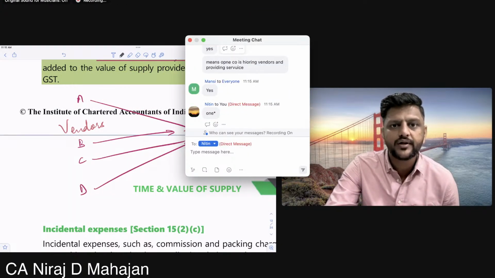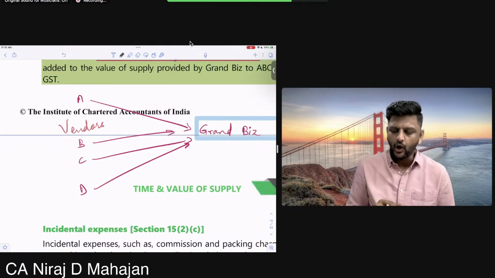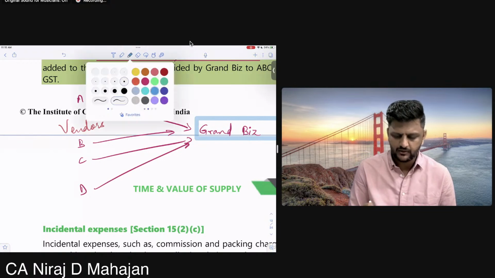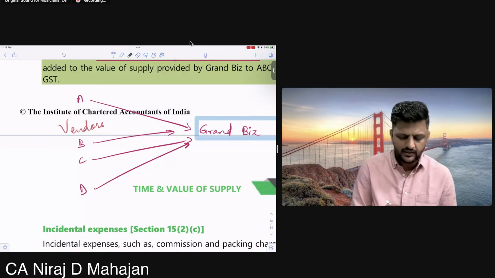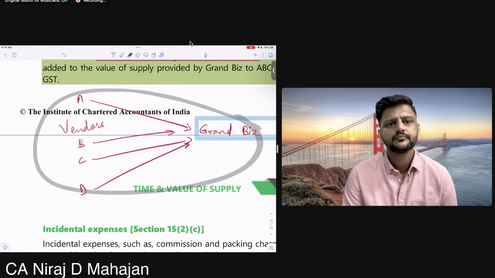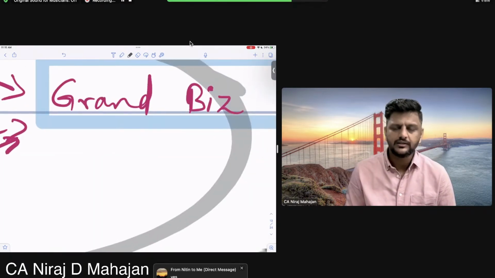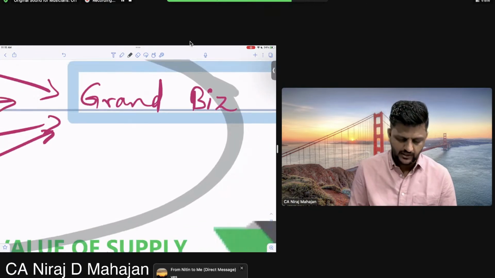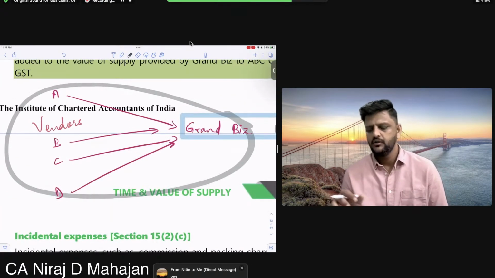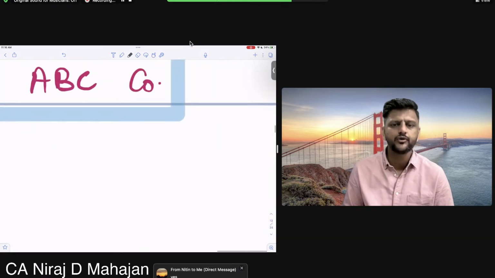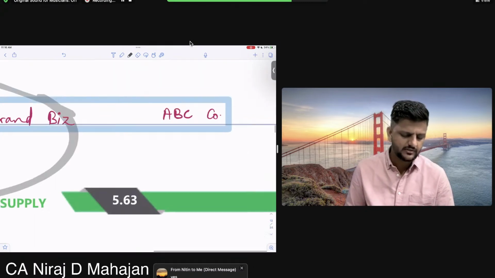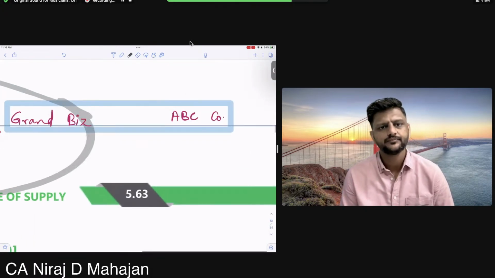Companies hiring vendors and providing service. Grandbiz. So the contract here is between, check now, Grandbiz and vendors. That is what an event management company does. They find the vendors and get the work done. From the customer's point of view, the client's point of view, they are going to deal only with this party, Grandbiz, nobody else. All of you okay till here?